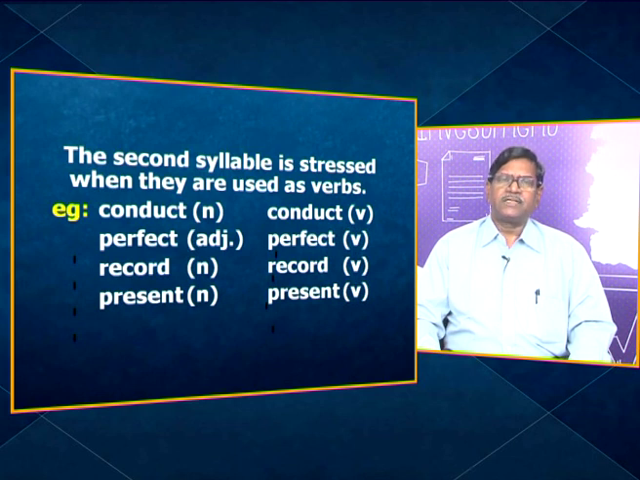Present, the first syllable gains stress, present. When it is used as a verb, the second syllable gains stress, like present. Who is present on the occasion? The chief guest as well as other invitees are present on the occasion. The chief guest presented a present. So, when it is used as a noun, it is present. When it is used as a verb, present, the second syllable gains stress.